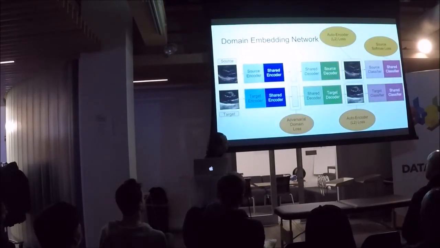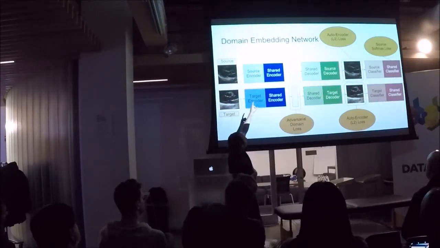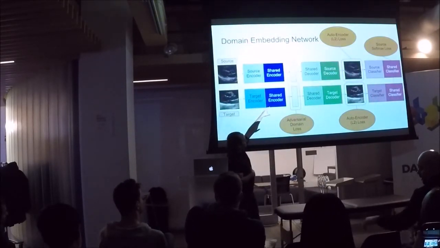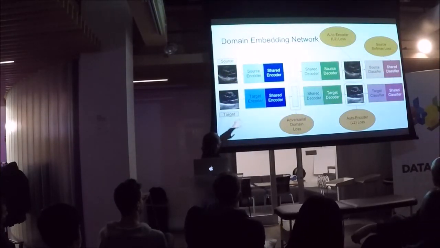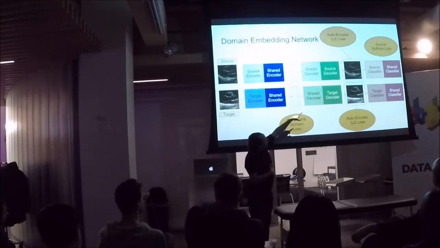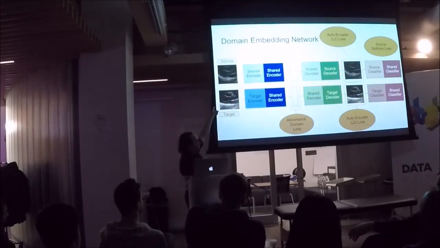So there's a couple losses that we need to train this thing. So we have an autoencoder loss to make sure that when we encode the source images and then decode them, that we get the same image back. The same for both source and target. We train this source softmax loss, in this case it's classification, on the source images.